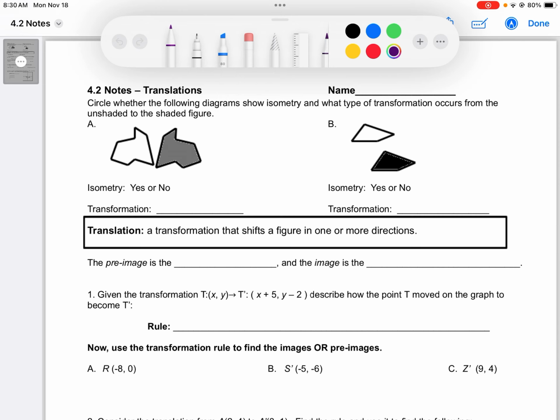Going to try to make this real quick. These are pretty short notes. They are all about translations. And so in day 1 of Unit 4, we specifically talked about isometry.